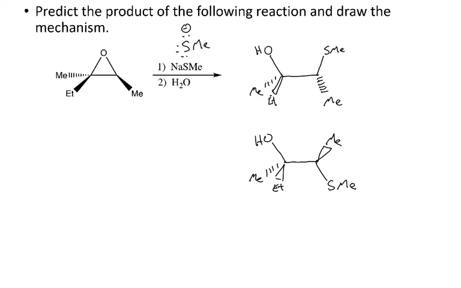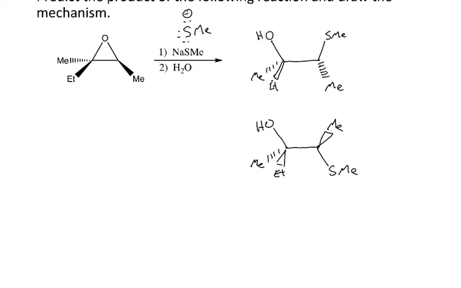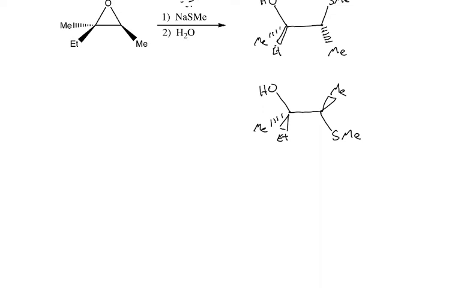Now we want to draw the mechanism. So I'm going to slide this up to give ourselves a little bit more room. All right, so for the mechanism, our starting material, the first thing that's going to happen is we're going to have the attack by the nucleophile. So I'm going to leave off the sodium. That's just a counter ion. So our nucleophile is going to attack here. That bond will become a lone pair on the oxygen. That oxygen is now negative.